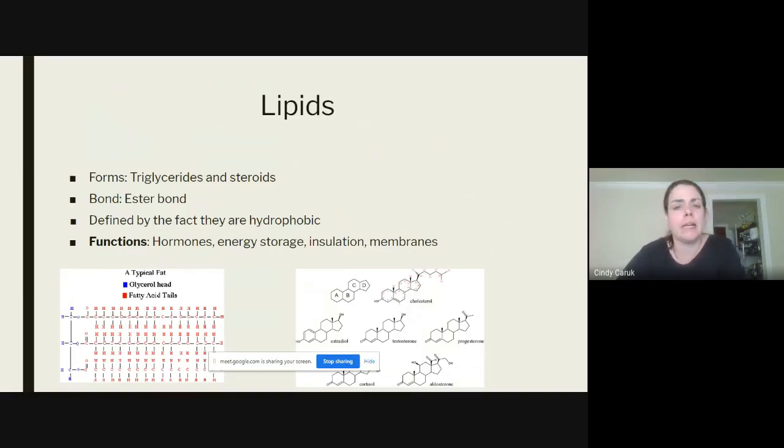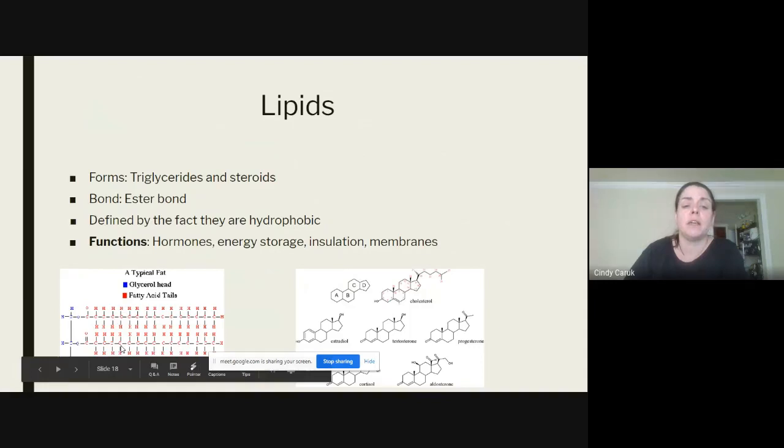Their bond is called an ester bond. Again, formed by dehydration synthesis, broken by hydrolysis. It's a covalent bond. All of them are here. There's 2 types. We look at our triglycerides. Those are formed from a glycerol and 3 fatty acids, right? And in a phospholipid, one of these fatty acids is replaced with a phosphate head. And the difference in these fatty acids is going to change the structure and therefore the function.